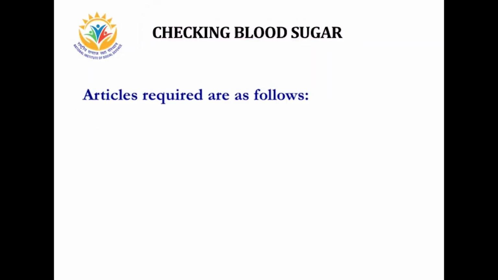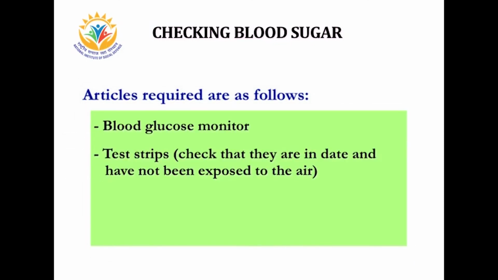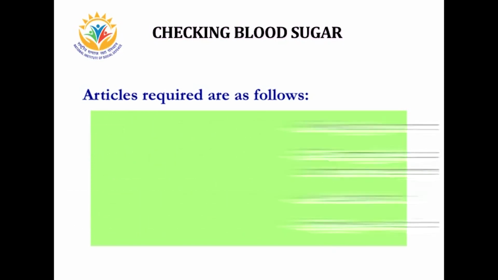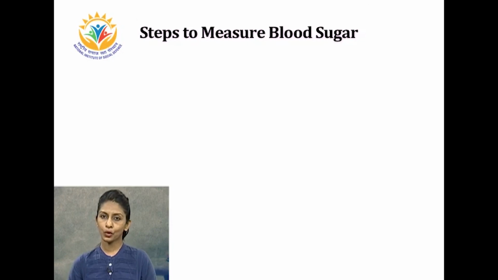What are the articles needed for measuring blood glucose? The articles required are the blood glucose monitor, the test strips, checking that their date has not expired and they have not been exposed to the air, alcohol swabs, single use safety lancets, gloves, cotton wool, and a sharp box. Now, what are the steps to measure blood sugar?